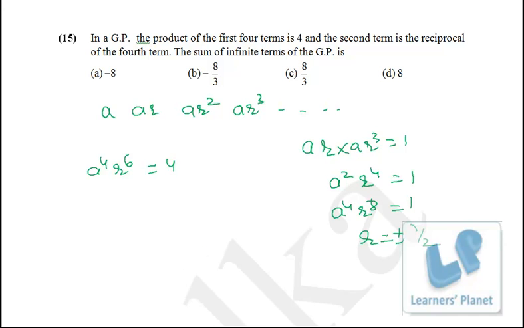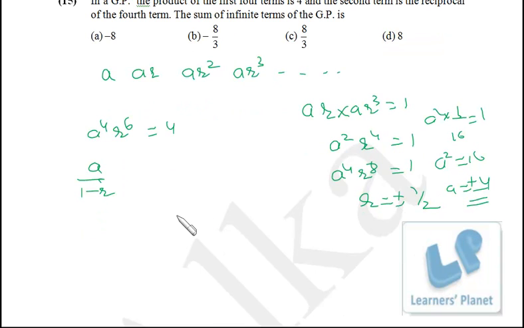Now sum of infinite terms of GP, that is A upon 1 minus R. So for that we need to know the value of A. Now R is equal to plus minus half, so R to the power 4 will be 1 upon 16, and that is 1. So A square is 16, that means A is equal to plus minus 4.